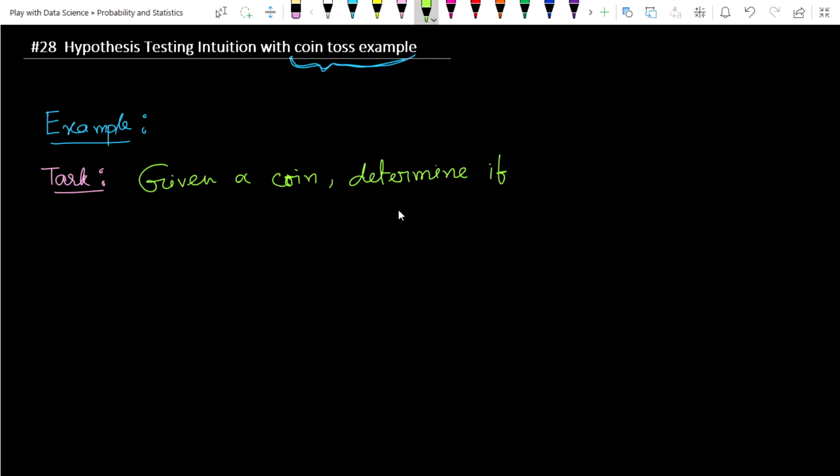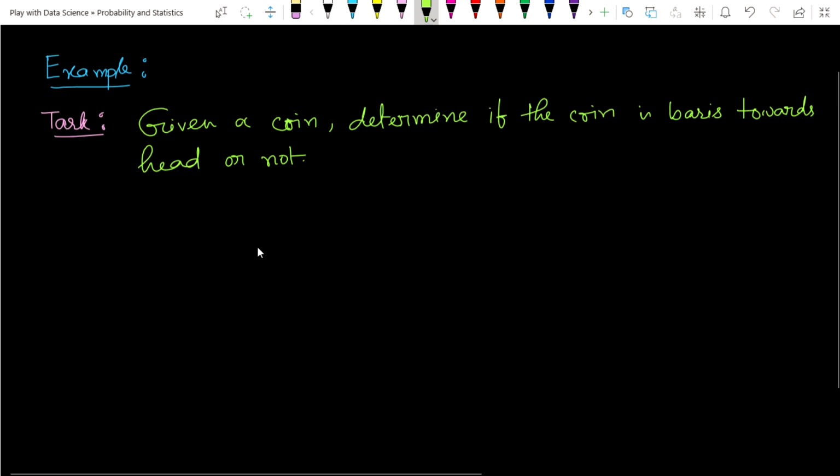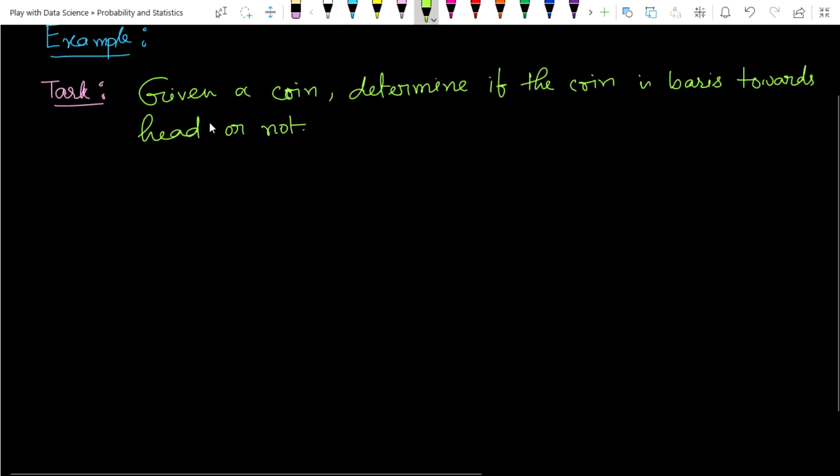We have a coin, and for this coin we have to determine if it is biased towards head or not. That's the job that we have to do. I think you got the idea. It means we have a simple coin, and on that basis we have to determine whether this coin is biased or not.